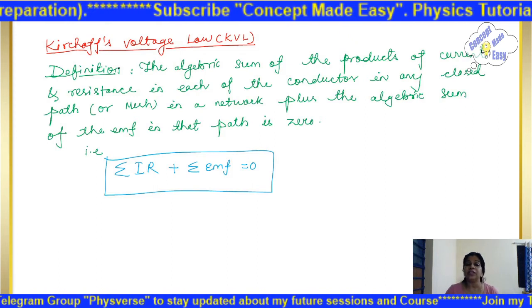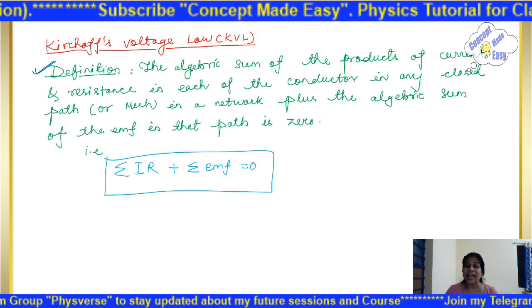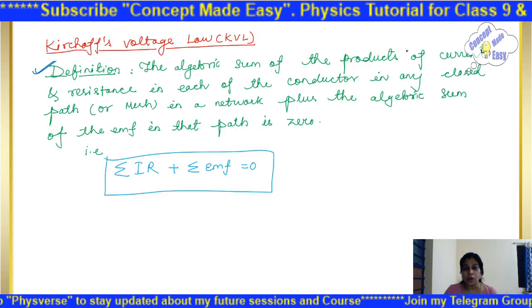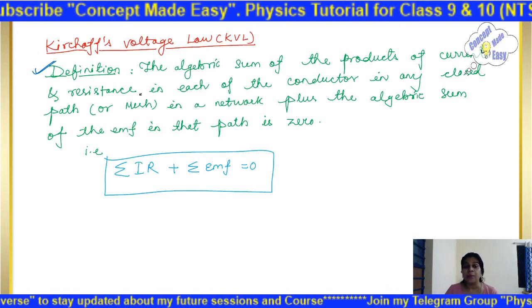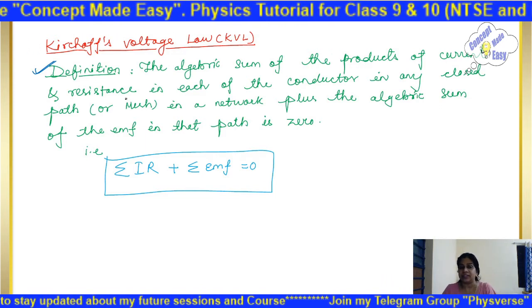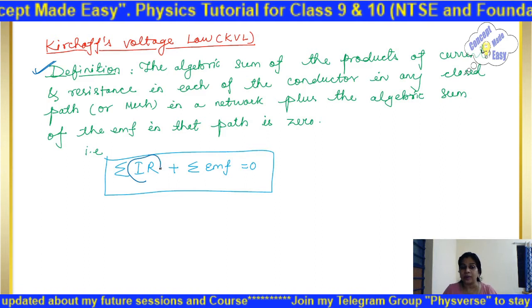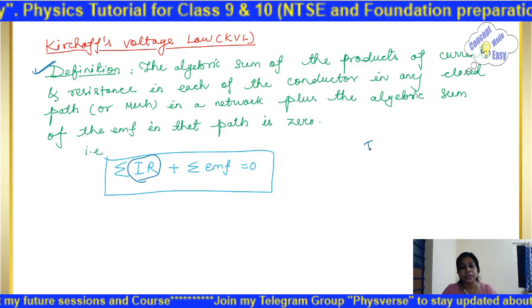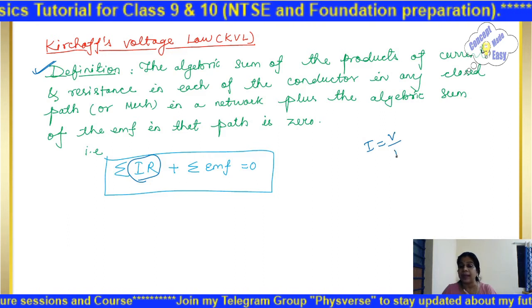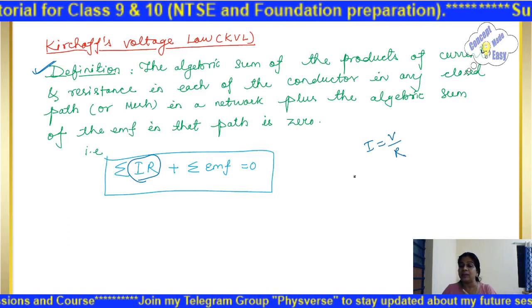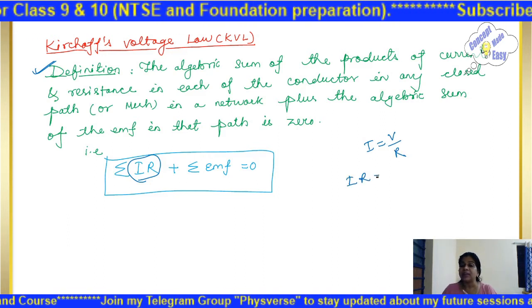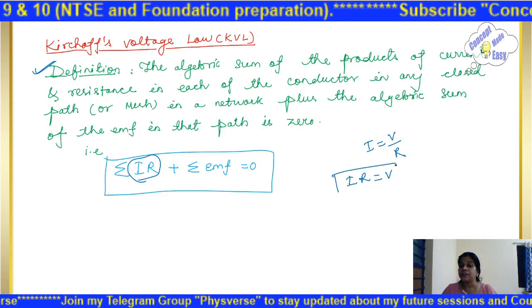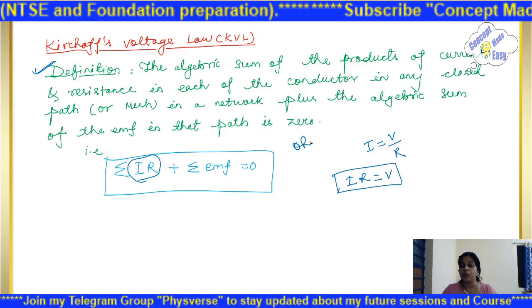Kirchhoff's voltage law, what is the definition? The algebraic sum of the products of the current and resistance. This is the product or multiplication of current and resistance. So from Ohm's law, what you deduced is that I is equal to V by R. So if I multiply I into R, this is nothing but V. You deduce this from Ohm's law.